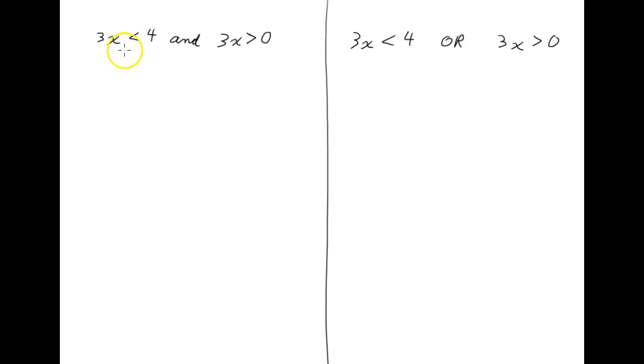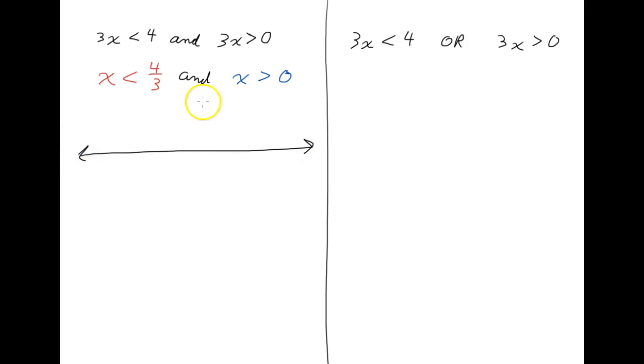So the first one, we'll divide each side by 3 and we get x is less than 4/3. 4 over 3 is 4/3. We'll say, and what also has to be true is that 3x has to be greater than 0. So in another color, divide each side by 3 and we get x is greater than 0. 0 divided by 3 is just 0. So now we have two solutions and they have to both be true to satisfy. We want a set of numbers that makes both of those true.